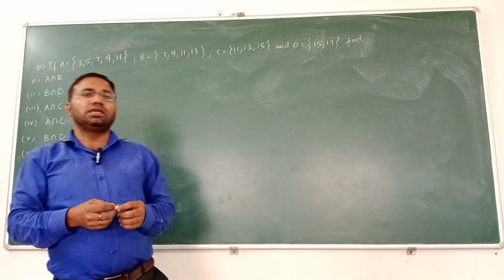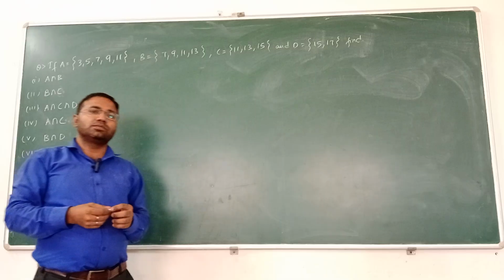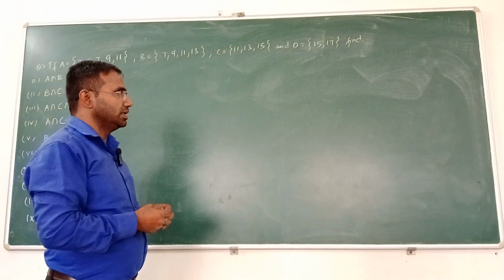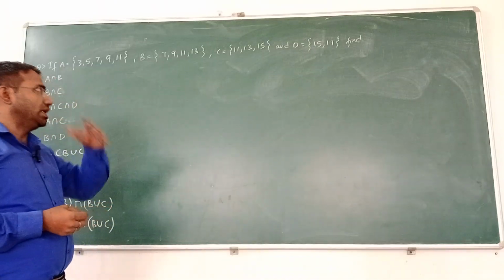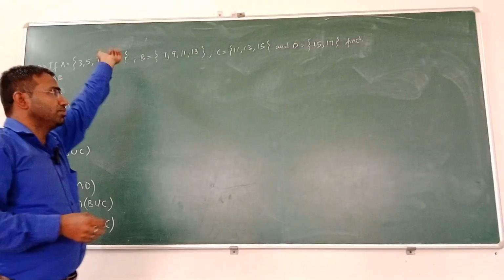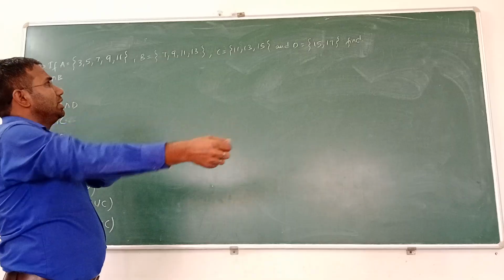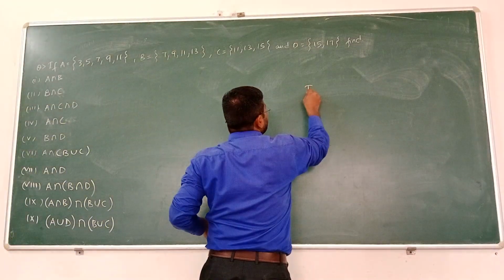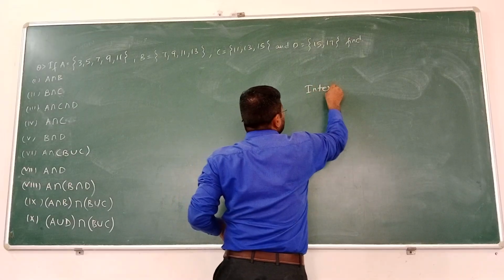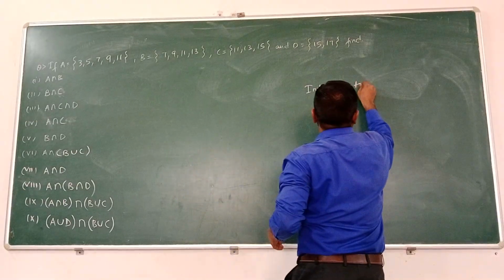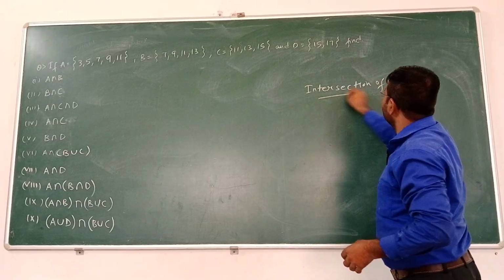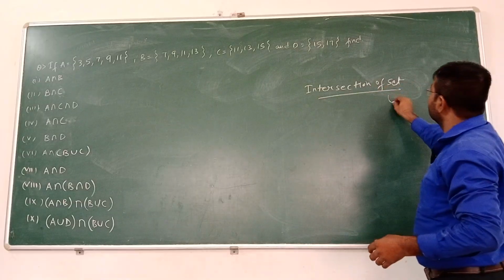So as in the last video, we had discussed the union of sets, one of the operations on sets. We have learned union of sets with various examples. Now today we are going to learn about the intersection of sets.